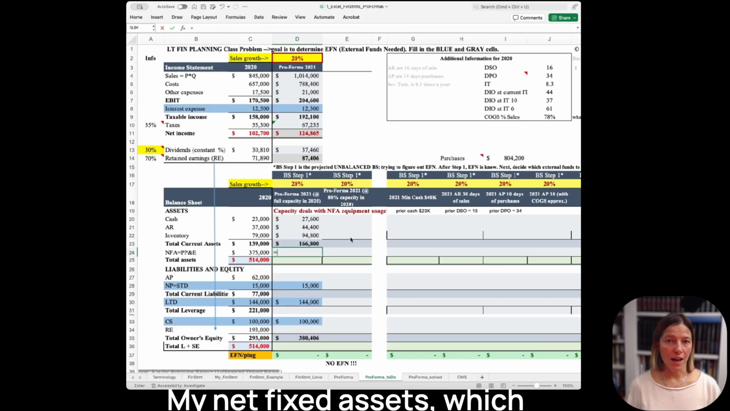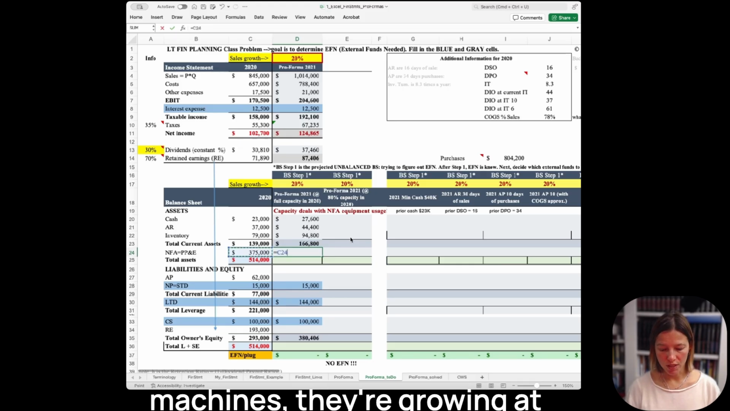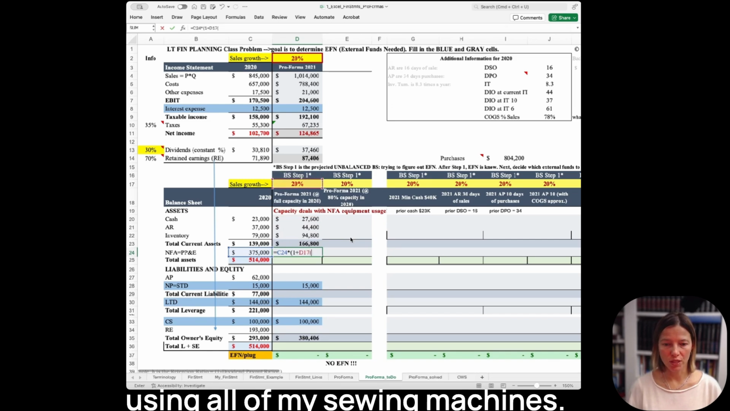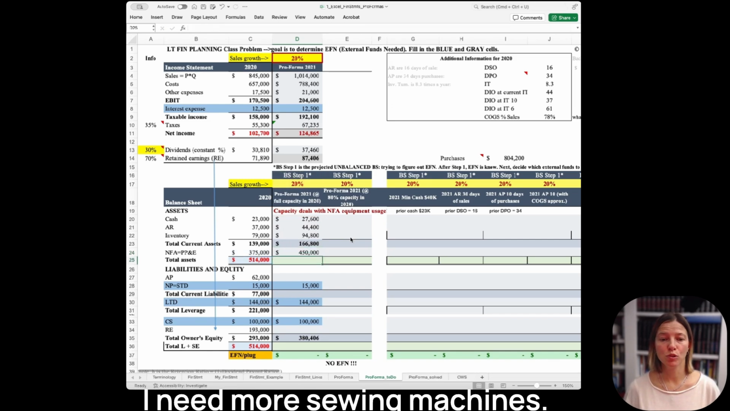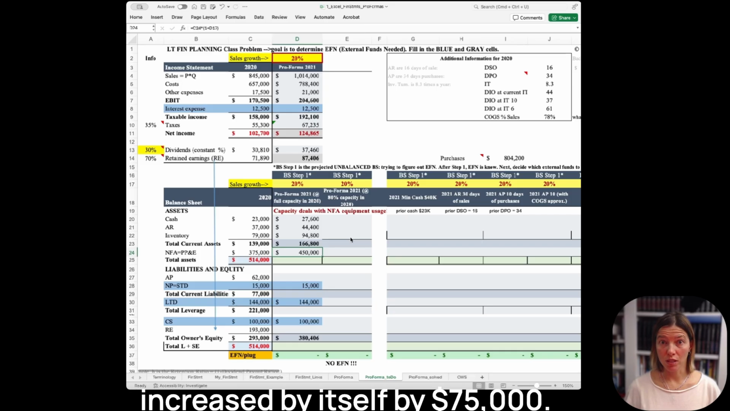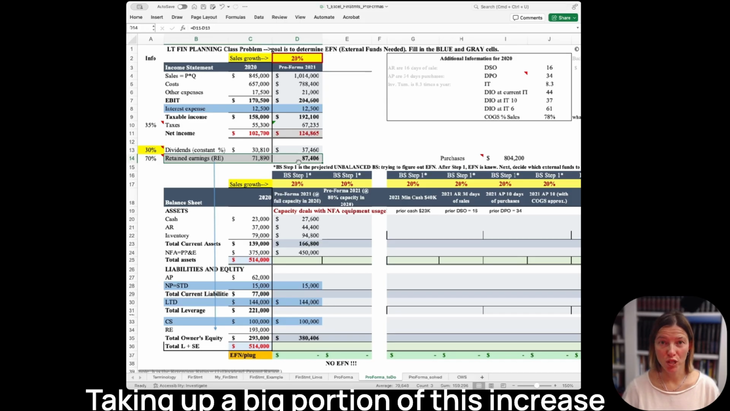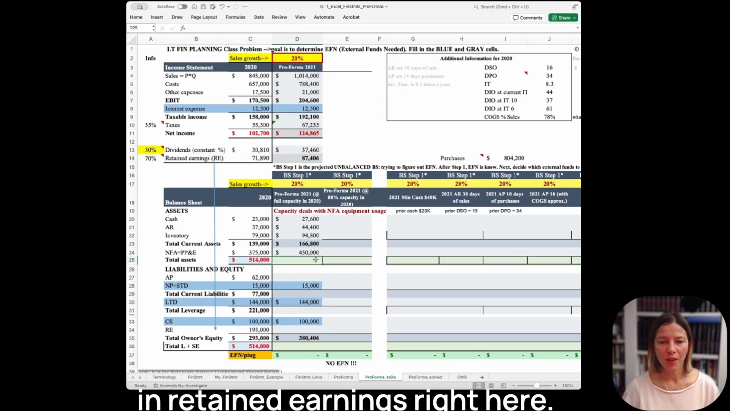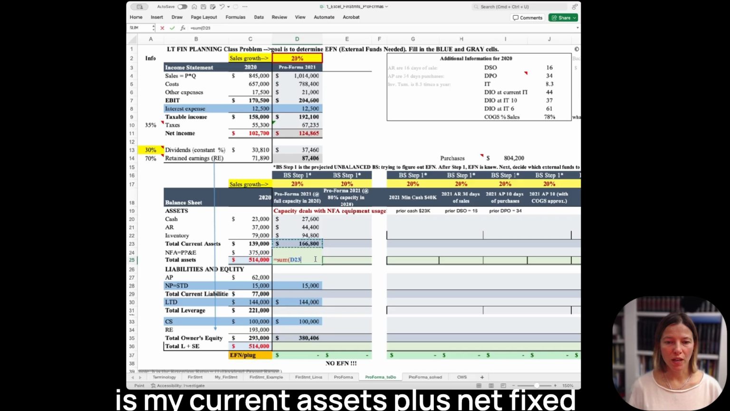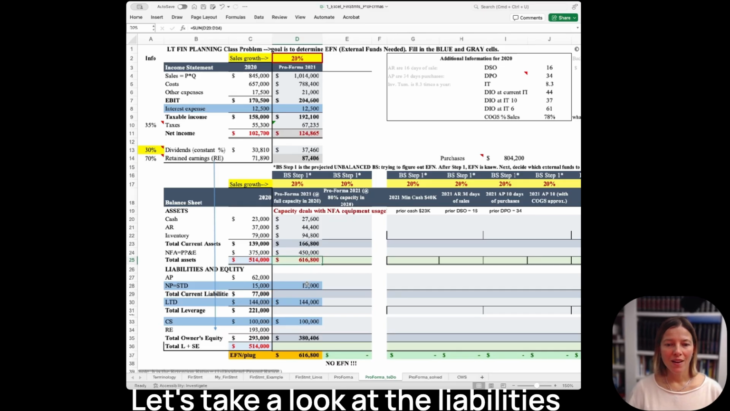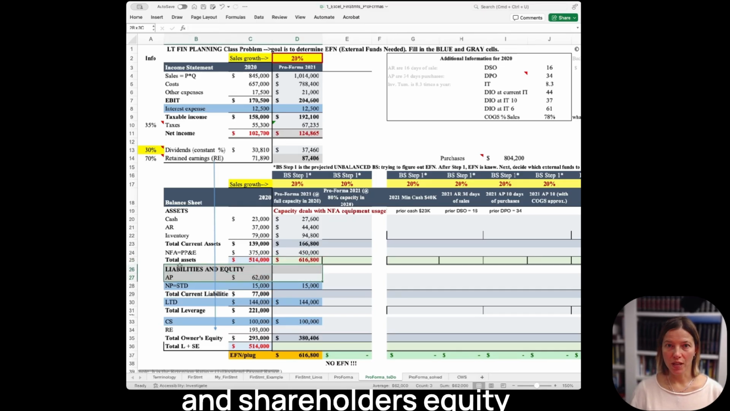My net fixed assets, which is my equipment and sewing machines, they're growing at 20% with sales because I was using all of my sewing machines. And as I need to sew more shirts, I need more sewing machines. So you can see that this account increased by itself by $75,000. So it's taking up a big portion of this increase in retained earnings right here. So my overall total assets, which is my current assets plus net fixed assets, is going to be $616,800. Let's take a look at the liabilities and shareholders' equity side of the balance sheet.